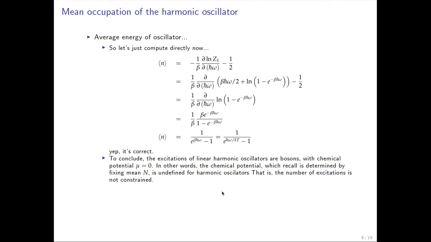I mean, if you remember when we looked at fermions and bosons, we had to work out the chemical potential by this constraint of fixing the mean total number of particles, right? And so what this is telling us is that, well, we can think of mu equals zero, but what it's saying is that the number of excitations is not at all constrained for this type of excitation, which we're going to see are photons or phonons, or basically excitations of harmonic oscillators.